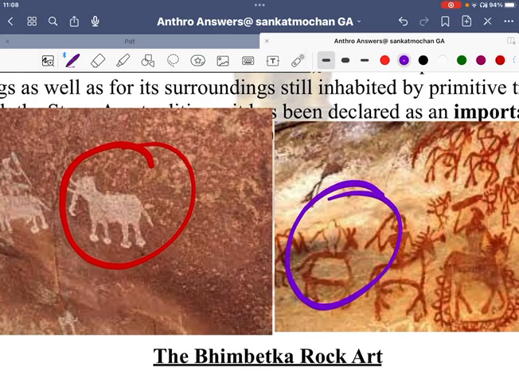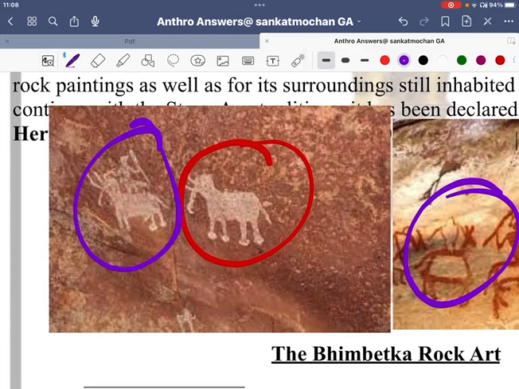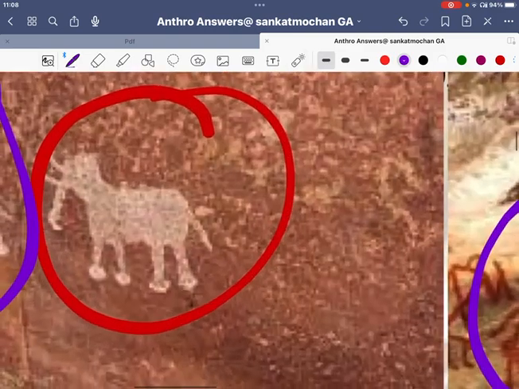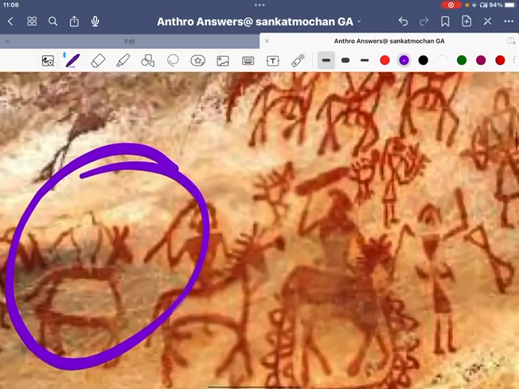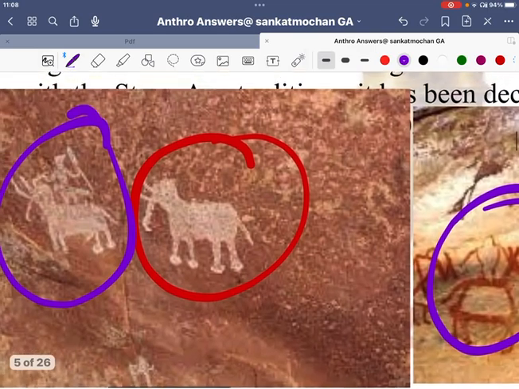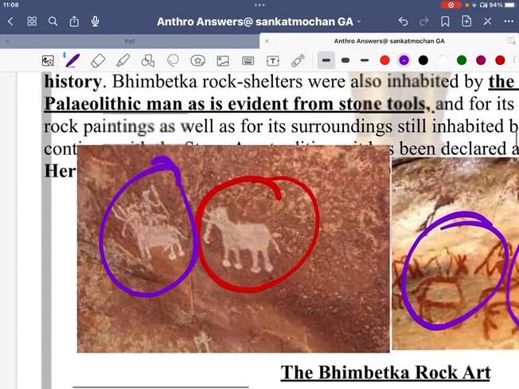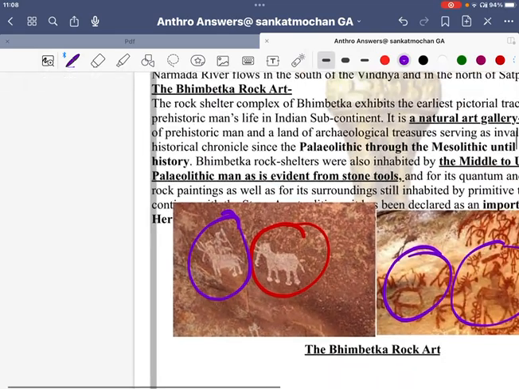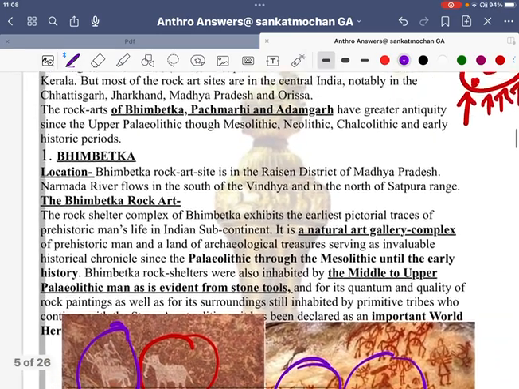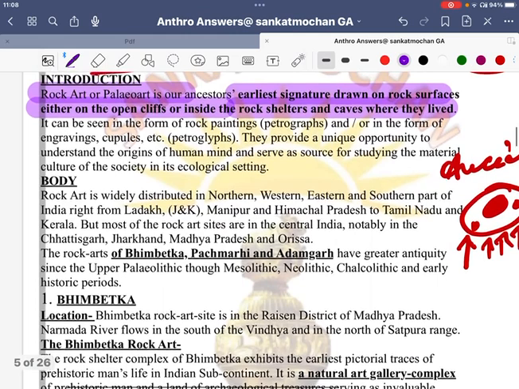Hope you're able to see this rock art. The color used is something else here, something else there. The design used is something else like this. Here a figurine, somewhere a geometrical shape. So these are all different types of evolution in different time periods. Fine, now let's move forward.